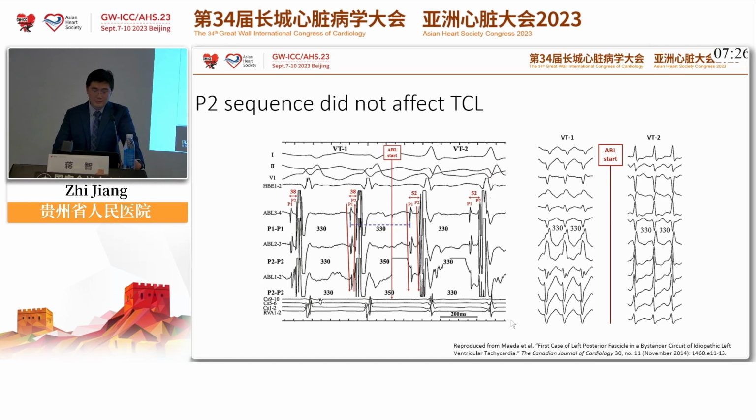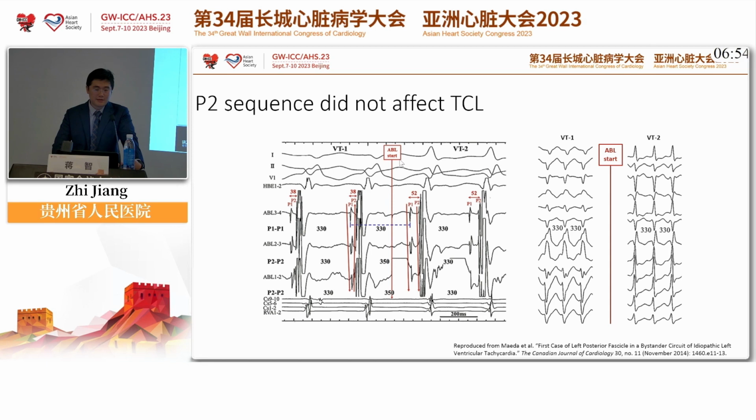And later, Mieda's group reported this case. The tip of the ablation catheter was placed at where the P1 P2 signal fused together, and we can see that during the ventricular tachycardia onset, P1 conducts from proximal to distal, and P2 conducts from distal to proximal.